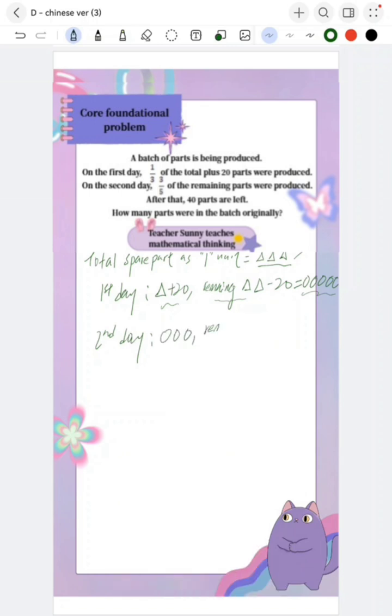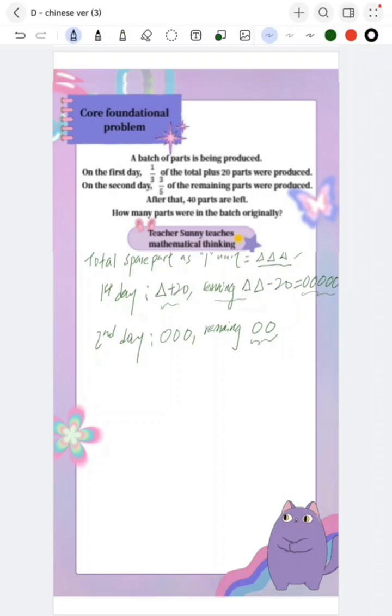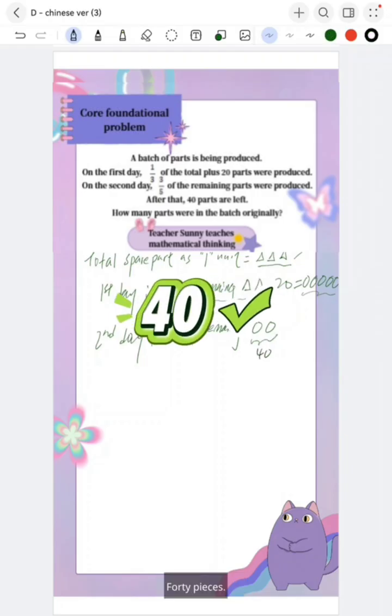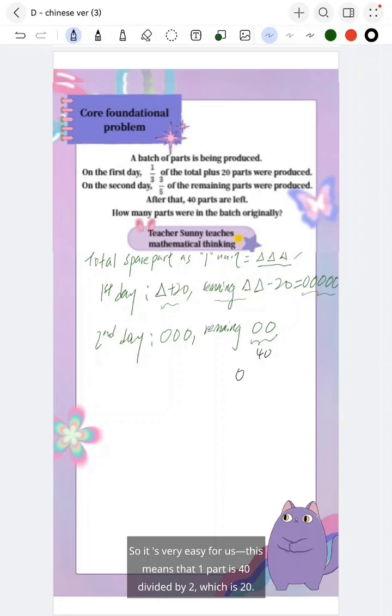So that means there are still 2 parts remaining. Out of a total of 5 parts, exactly 2 are left. So how much are these 2 parts worth? The problem statement tells us that there are 40 left. 40 pieces. So it's very easy for us to understand this. This means that one part is 40 divided by 2, which is 20. That's it. We have solved this problem.